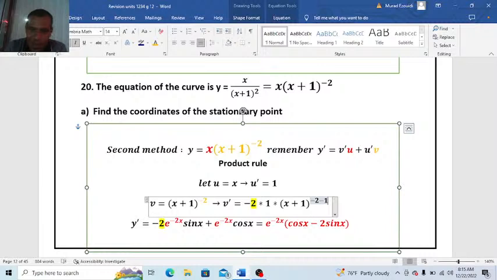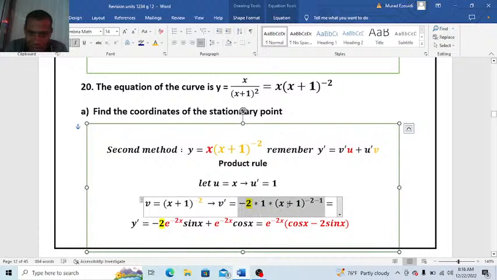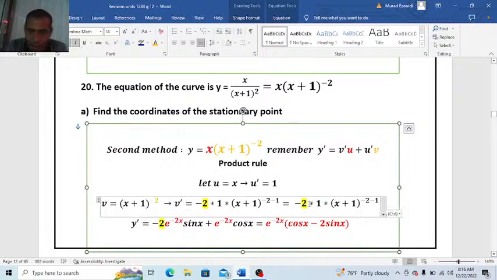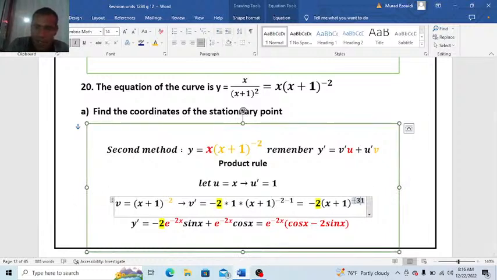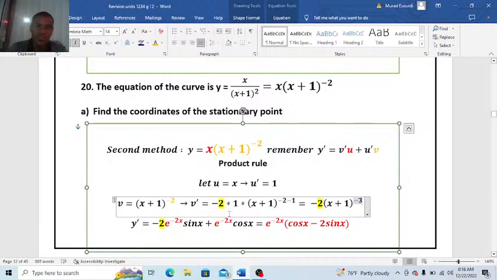Then I will simplify this. It is equal to minus 2. Minus 2 multiplied by 1 is minus 2. Then (x plus 1) to the power negative 2 minus 1 gives negative 3. So this is the first derivative of the function v.